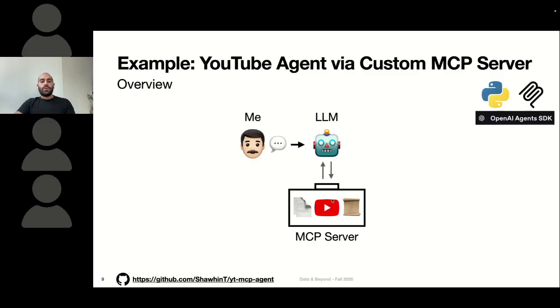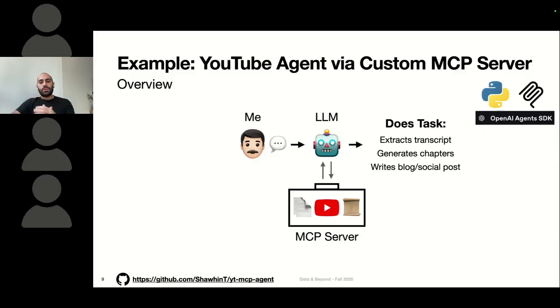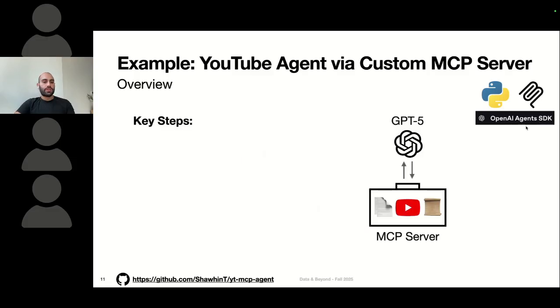And so basically, we're going to make this possible by building a custom MCP server that comes out of the box with various tools and instructions. So the final result of this is that this YouTube agent will be able to extract transcripts, generate chapters, write blog posts, and just do arbitrary tasks that we might want to do with YouTube videos. And so I'm going to be using GPT-5 for this example, and I'll be using OpenAI's Agents SDK to build out the use case.